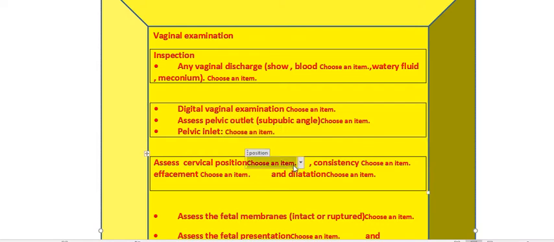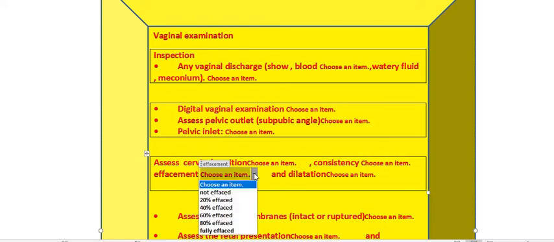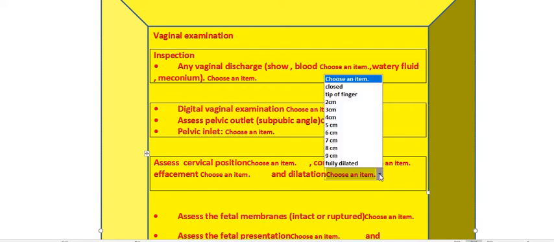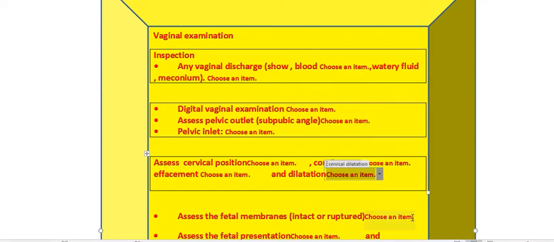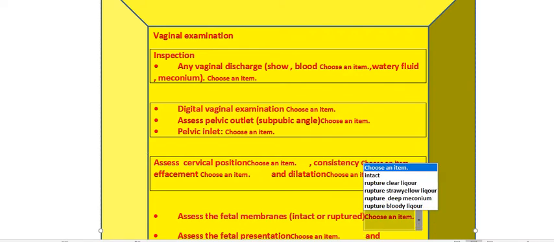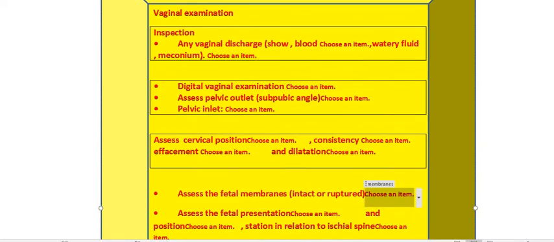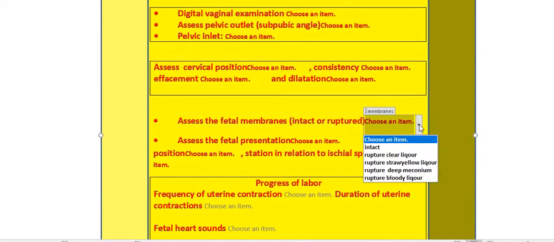And we assess the cervical position, whether it is anterior or posterior or central, and the consistency of the cervix, soft or firm, and the effacement of the cervix: not effaced, or 20% effaced, 40% effaced, 60% effaced, 80% or fully effaced, and the dilatation, how many centimeters: 2 centimeters, 3 or 4, 6, 7, 8, 10 or fully dilated. Then we assess whether the membrane is intact or ruptured, and if it is ruptured, whether the liquor is clear or yellow stained or deep meconium or bloody.